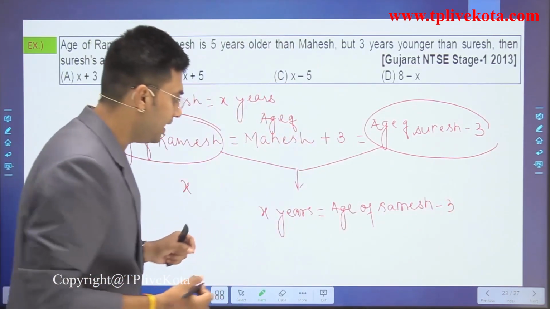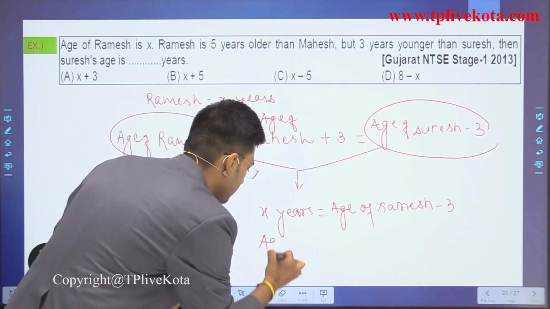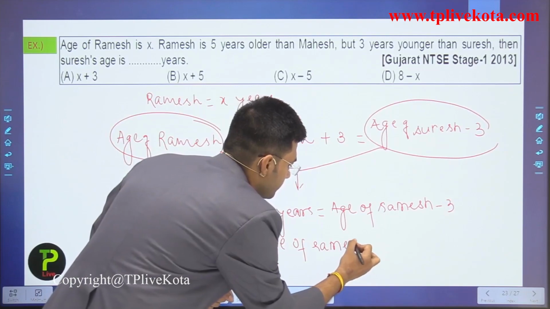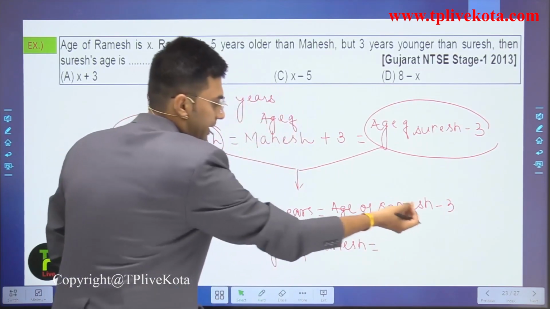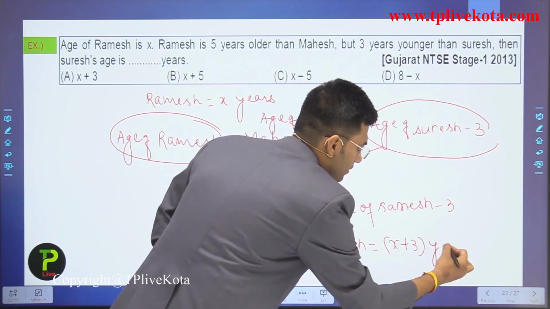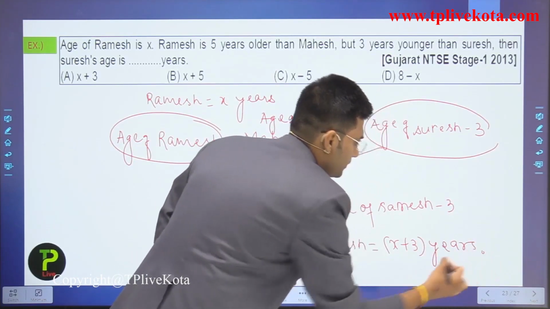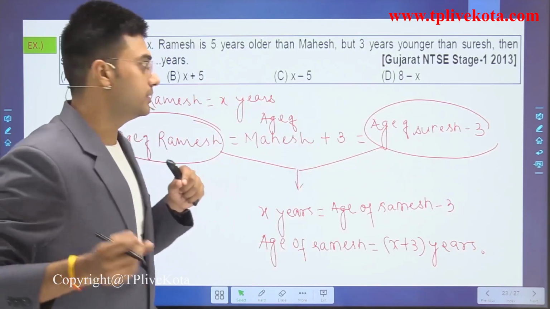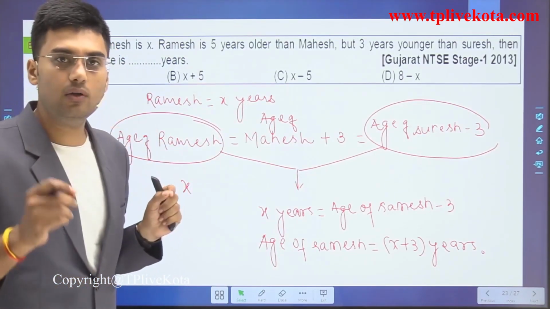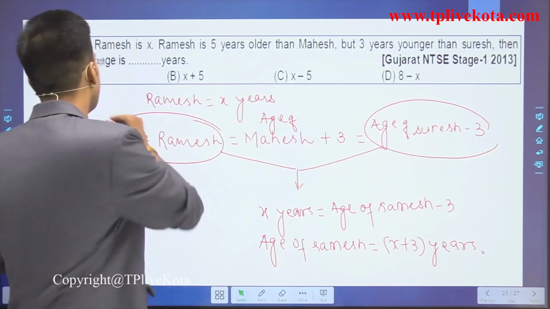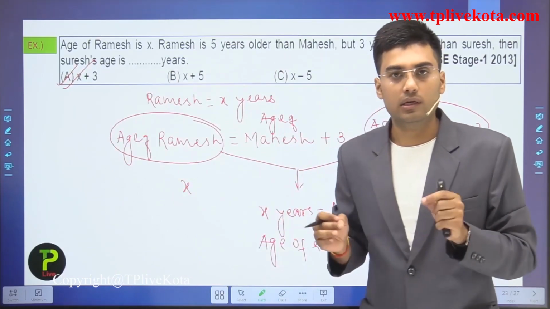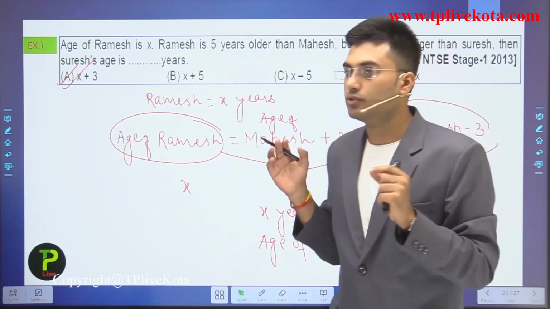So we can say that age of Ramesh is equals to x plus 3 years. So now let's observe the options. If we observe the options, x plus 3 is given in option A, so we can say that option A is the correct option for this question. Clear? I hope you understand this question.